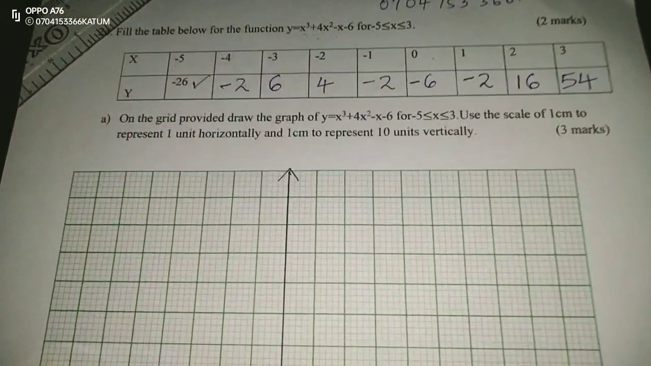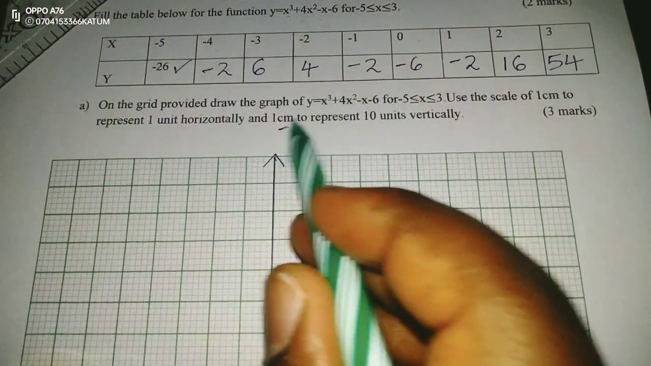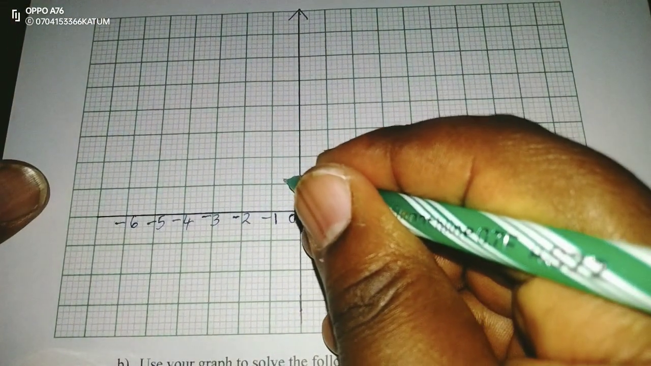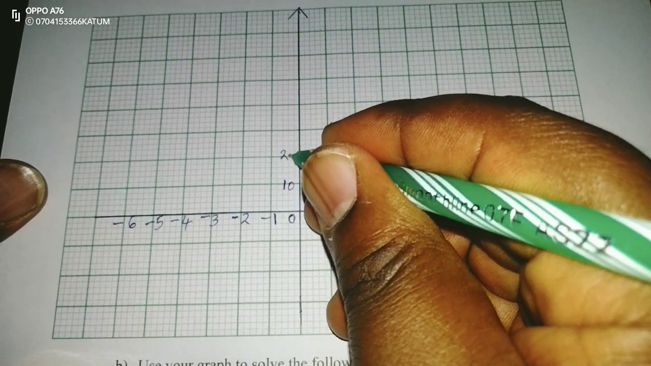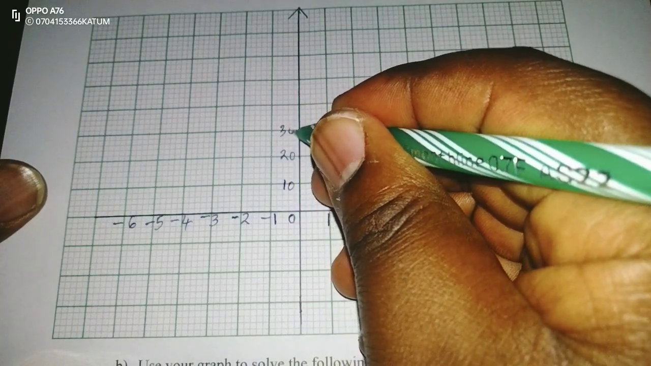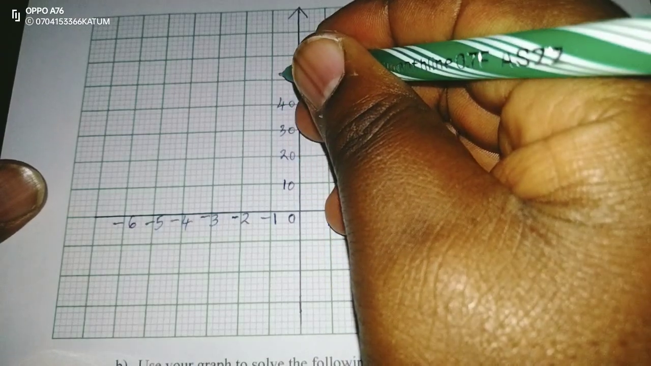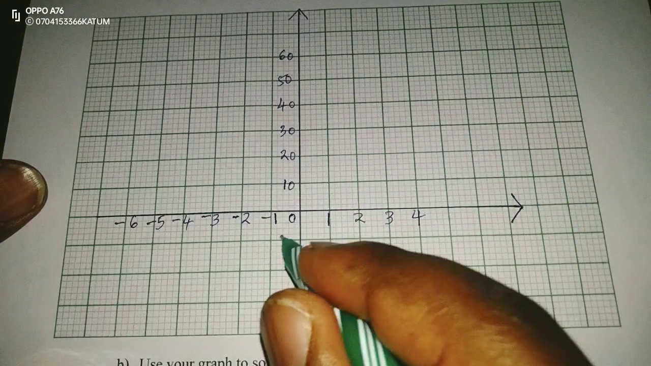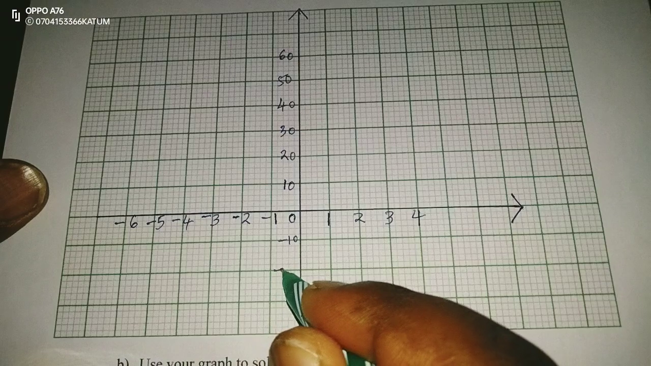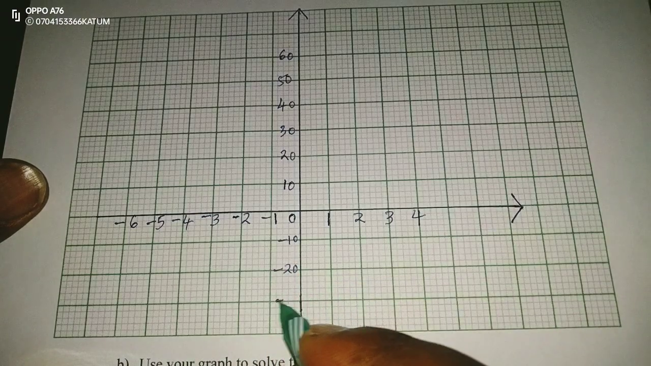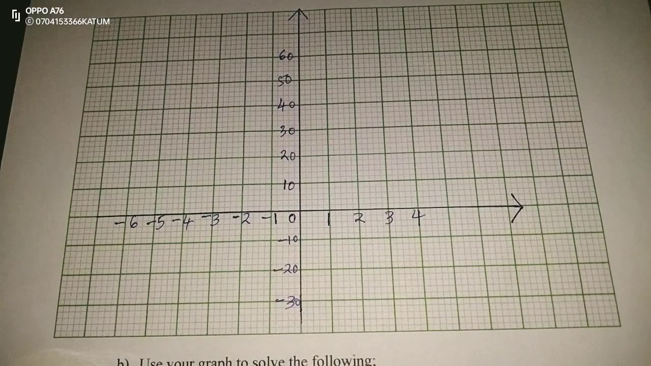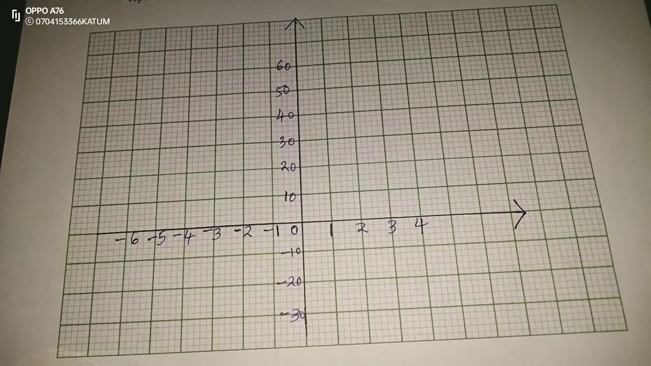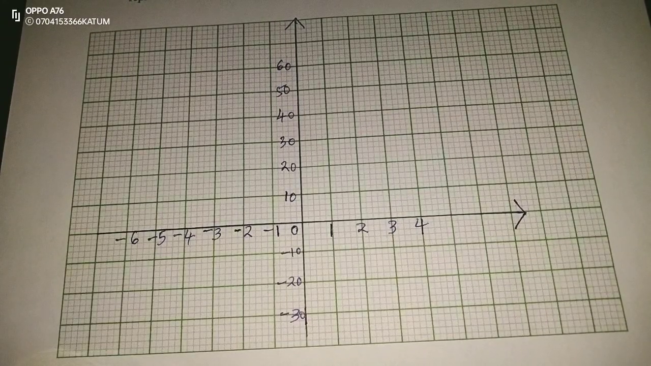Now for the y-axis, we've been told for every 1 centimeter we have 10 units vertically. So from 0 we go to 10, 20, this is 30, 40, 50, 60, and such. And here we will have -10, -20, -30, and such a trend. So now we have the axes here. The next thing is to plot the coordinates.